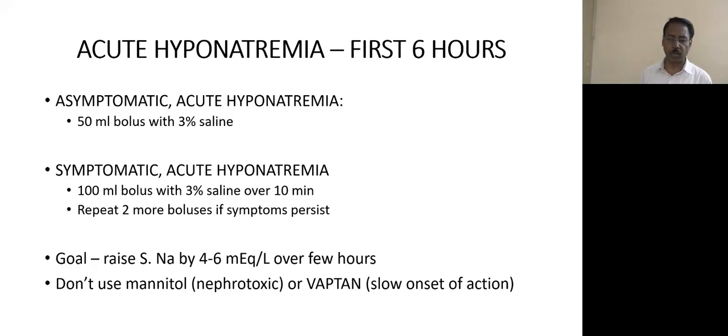Do not use mannitol or vaptans, for 2 reasons. Mannitol, especially if you are thinking about cerebral edema, is nephrotoxic, and vaptans have a very slow onset of action, so they don't really work fast. If you want to correct sodium fast, these are the things you have to go with. In asymptomatic, 50 ml; in symptomatic, 100 ml. You can repeat up to a total of 3 times. Give it as a bolus over 10 minutes. Keep watching for symptoms and keep monitoring the sodium.